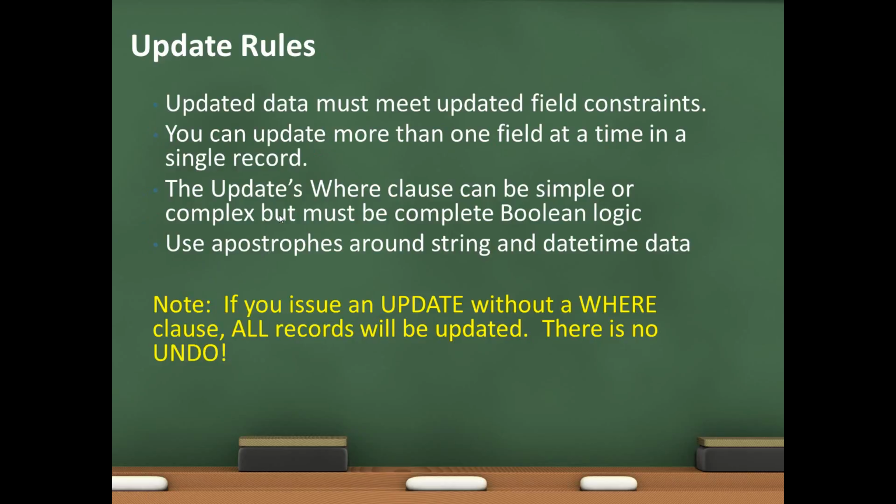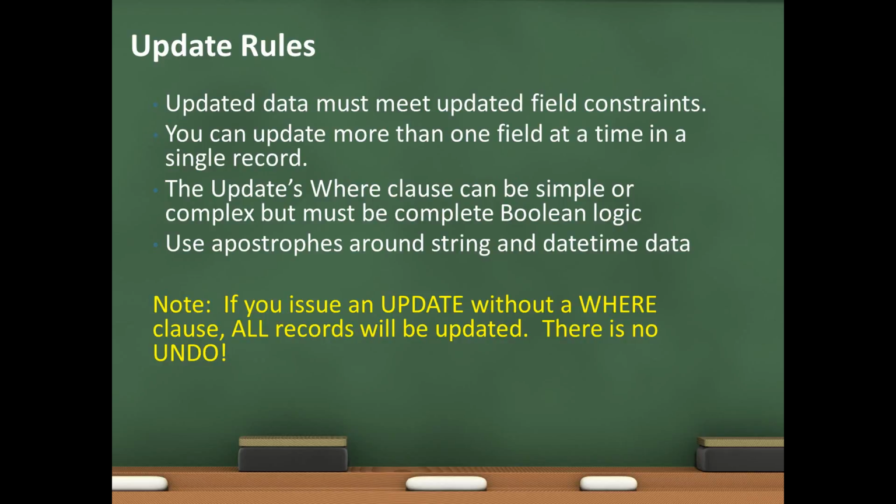The update's where clause can be simple logic or it can be complex. It's just like anything else. When we do a select statement, as complicated as that where clause is, it can be the same thing here. And again, you want to use apostrophes around string and date time data, or at least square brackets around date time data, just to make sure you keep it different than numeric data.